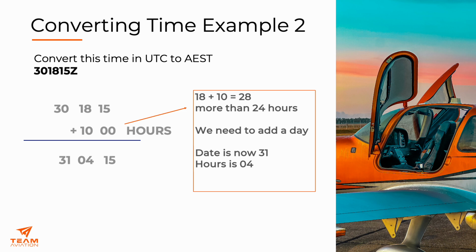18 plus 10 equals 28 hours. Since 28 hours exceeds a 24-hour cycle, we need to add 1 day and subtract 24 from 28, giving us 4 hours. Our final local time in Australian Eastern Standard Time is the 31st at 0415 Australian Eastern Standard Time.